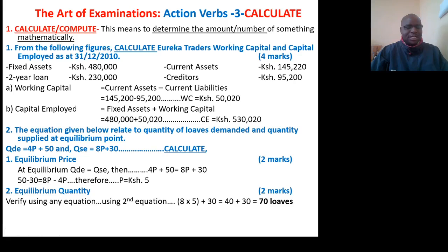So we have equilibrium quantity. This is just verifying using the equation, whichever equation. So we use equation 2. So 8 times 5 plus 30 is equal to 40 plus 30, 70 loaves is the equilibrium quantity.